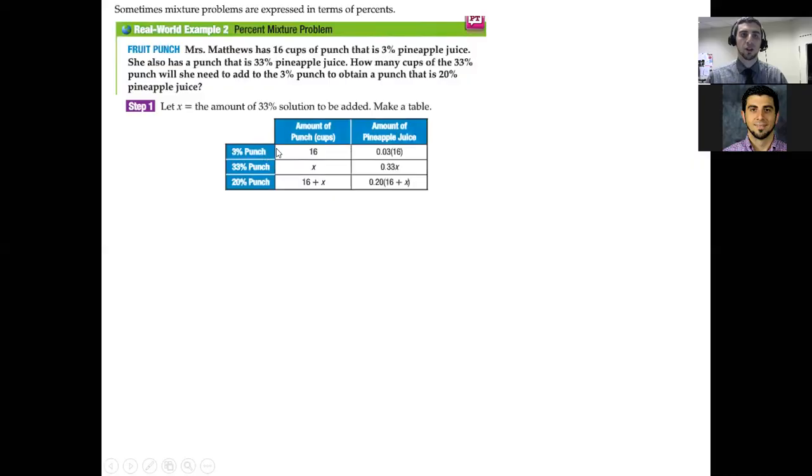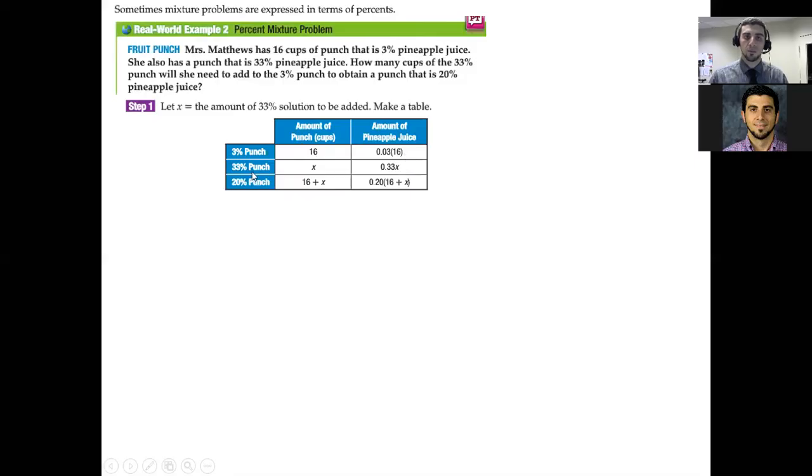The 3% punch, we know there's 16 cups. The 33% punch, we don't know, so we call that X. And the 20% punch, well, that's going to be the total of the 3 and the 33%, so 16 plus X. Now, the amount of pineapple juice, we're going to do percents, so we change them to decimals. So the amount of pineapple juice, if it's 3%, you got to take 3% of 16, so 0.03 times 16.